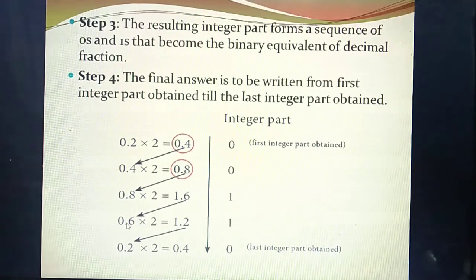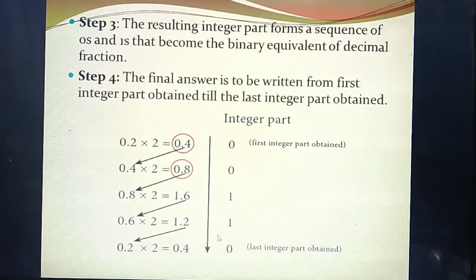Leave the 1. 0.6 into 2, the answer you are getting is 1.2 again. So leave the 1, and you are getting 0.2. 0.2 into 2 is 0.4. So you will get the same answer as the first answer. From where you started, the same value you will get again. At that place, you should stop the question.